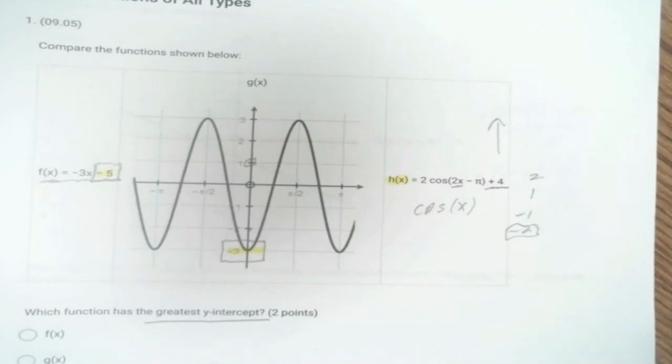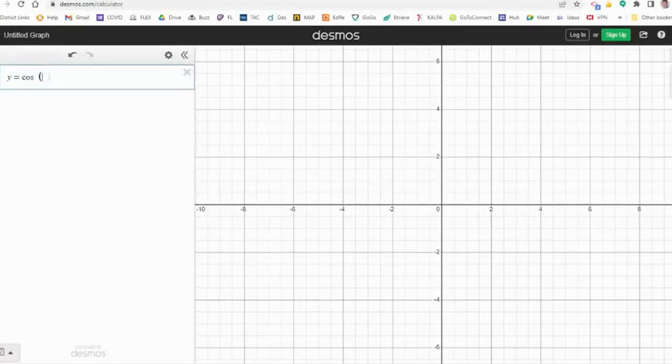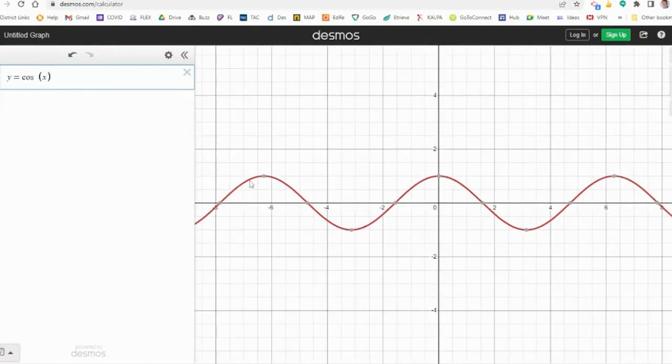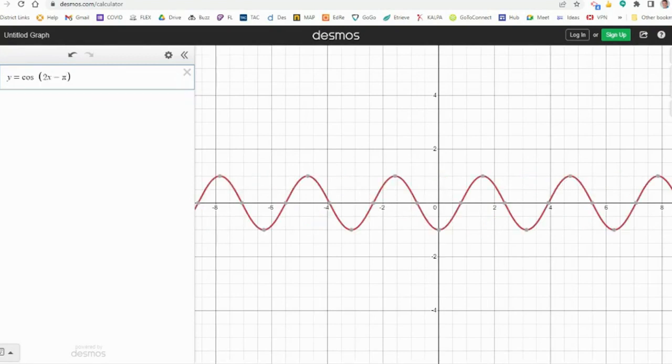I will change over. Y equals, let's start with just the cosine x. There's the cosine x, as I talked about. It just goes from 1 to -1. And when we put this 2 inside here with the x, it just squeezes it closer together. But when we do that minus pi, see, that's where it moved it to the left. It subtracted a distance of pi. So now it is crossing at -1 is where our y-intercept is.